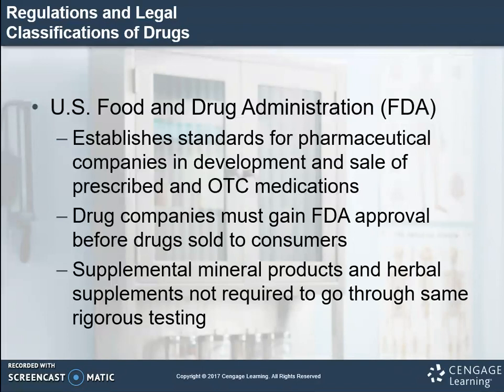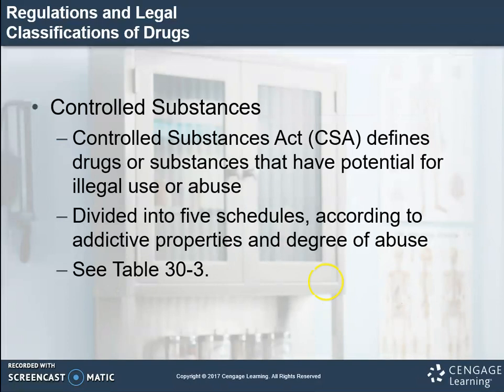Controlled substances. These are medications that are habit forming or possibly have a high potential for abuse. There are usually a lot more rules and regulations surrounding controlled substances than there are regular medications. Controlled substances defines drugs or substances that have potential for illegal use or abuse. They're divided in 5 schedules according to addictive property and degree of abuse, which C1 would be the most addictive, with C5 being the least.